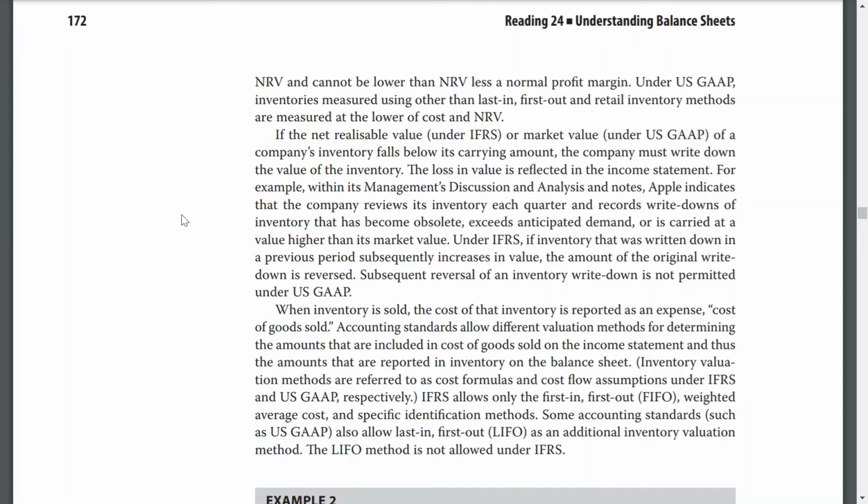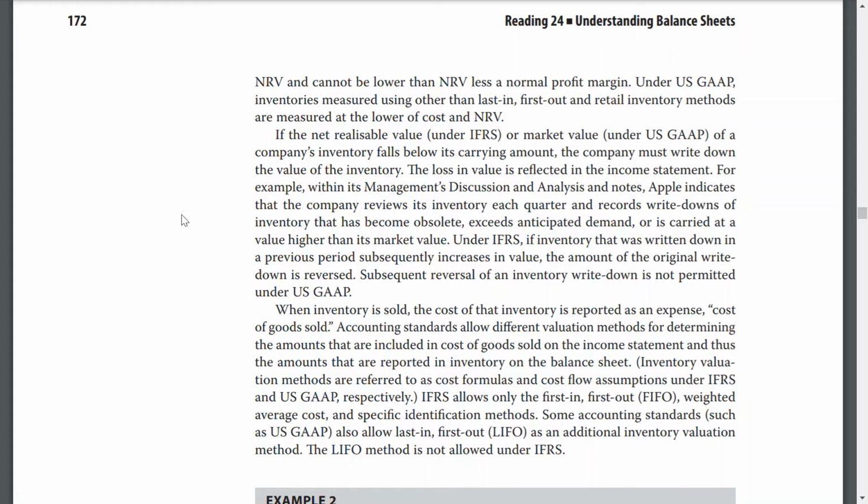If the net realizable value, or market value under US GAAP, of the company's inventory falls below the carrying amount, the company must write down the value of the inventory. The loss in value is reflected in the income statement. For example, within Management's Discussion and Analysis and notes, Apple indicates that the company reviews its inventory each quarter and records write-downs of inventory that has become obsolete, exceeds anticipated demand, or is carried at a value higher than its market value.